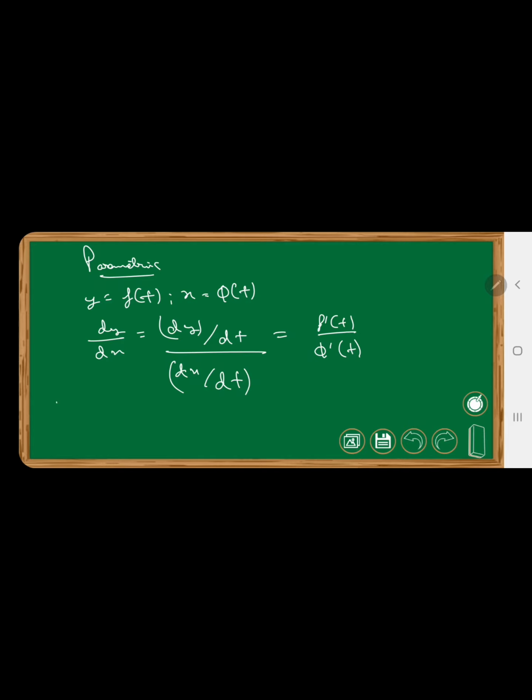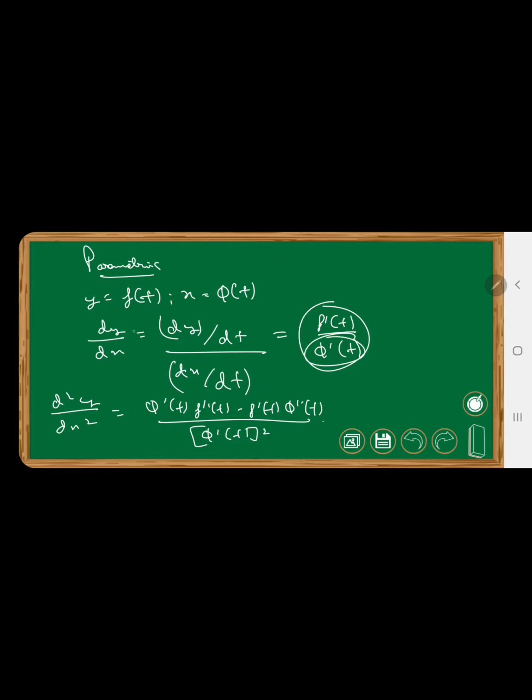Similarly, if you are talking about d2y over dx square, then differentiate this with respect to t first. This gives us phi dash t times f double dash t minus f dash t times phi double dash t, over phi dash t whole square, times dt over dx. Dt over dx means 1 over dx over dt, that is 1 over phi dash t. So here you have another phi dash t. Clear? Got it? This portion is clear, I guess.